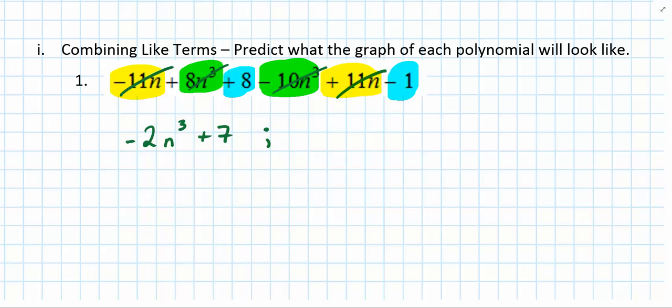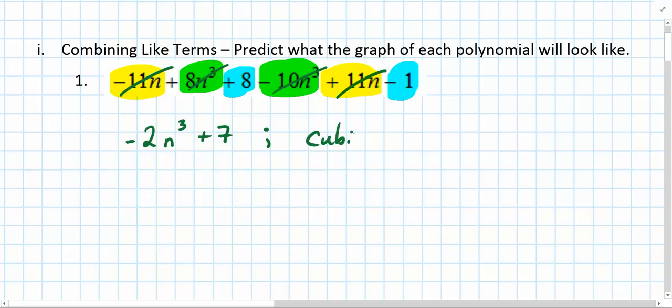Now, as a quick additional review, this is what we would call a cubic binomial. Cubic because of the degree being 3, and binomial because there are 2 terms.